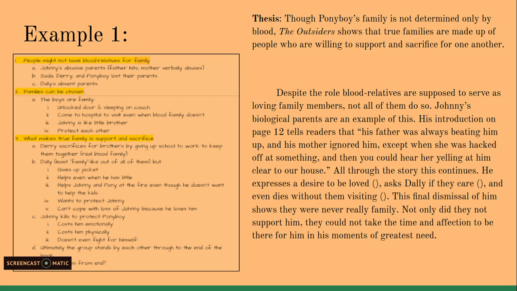All through the story, and I'd probably actually modify it to include this, this abuse continues. Johnny expresses a desire to be loved. I put parentheses there because that's where I'd add the page number. Asks Dally if they care, page number, and even dies without them visiting. This final dismissal of him shows that they were never really family. Not only did they not support him, they could not take the time and affection to be there for him in his moment of greatest need.